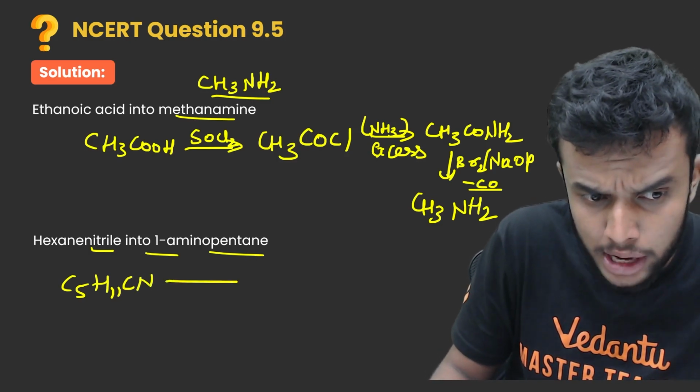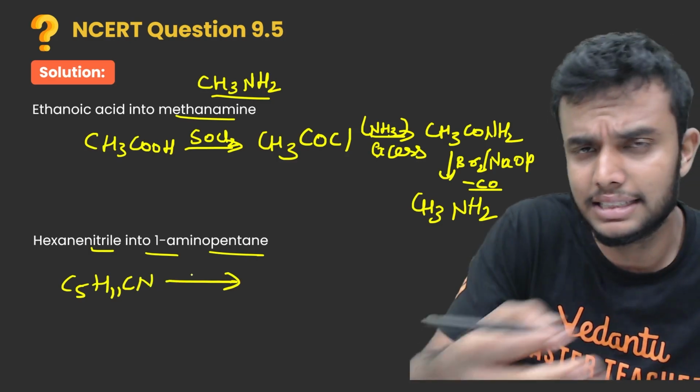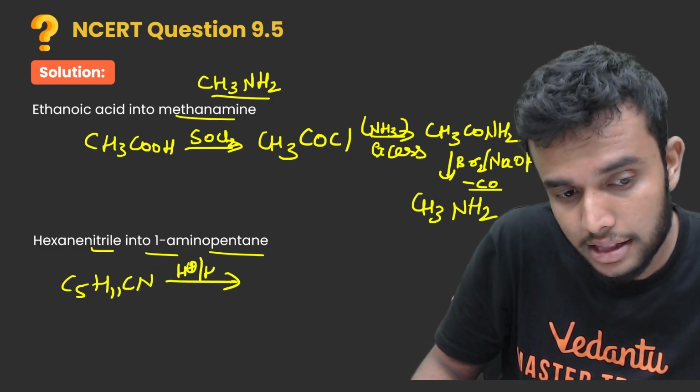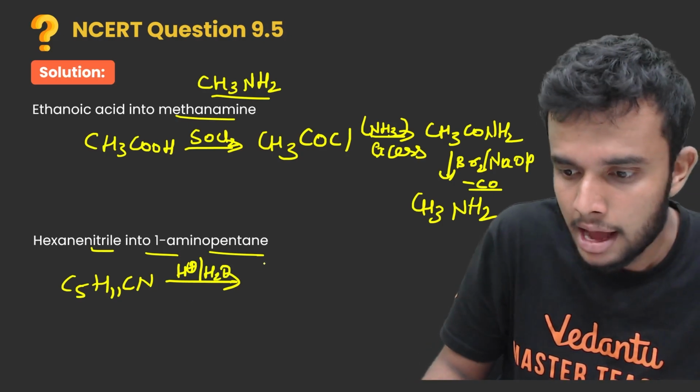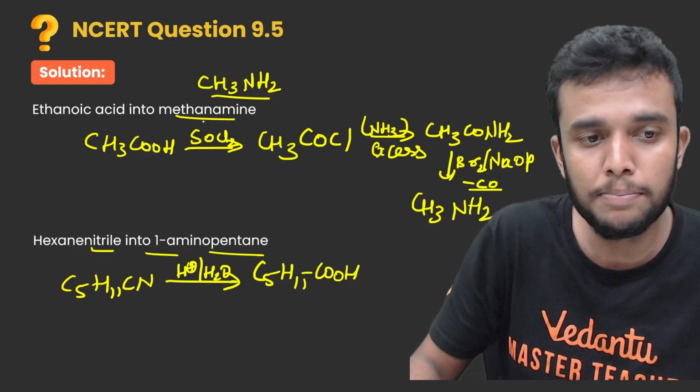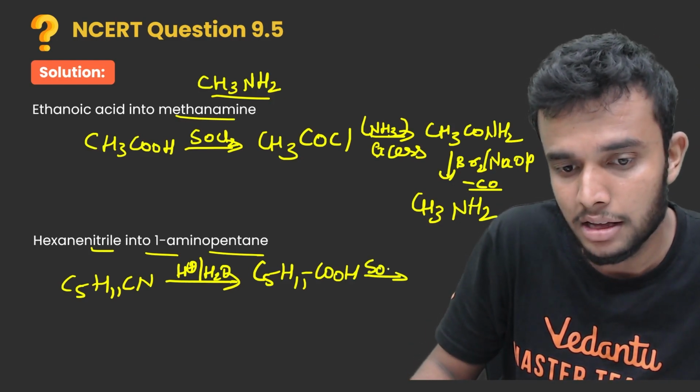C5H11CN. We already discussed this in previous solutions. It undergoes reduction in the presence of water. What will it yield? It yields a carboxylic acid group. Next step, same procedure, students.